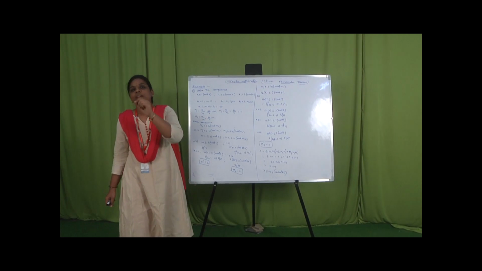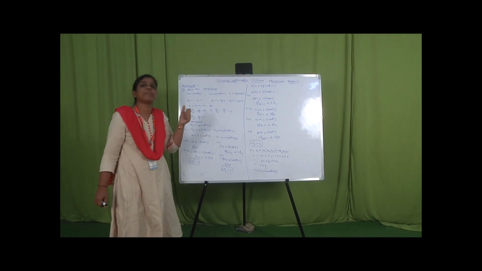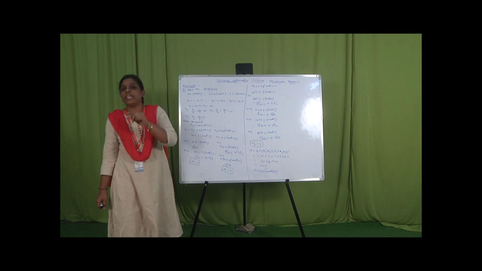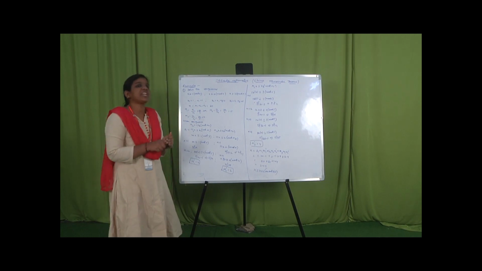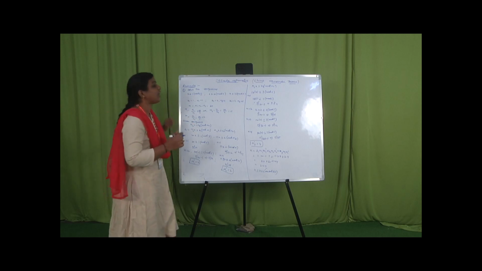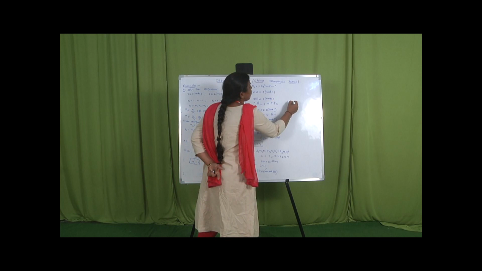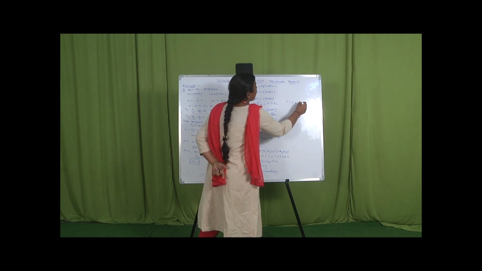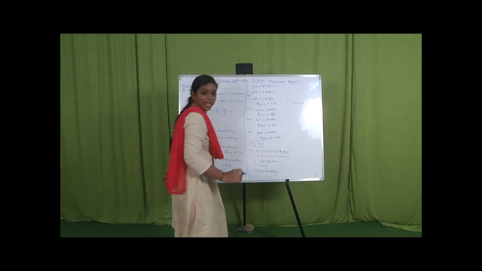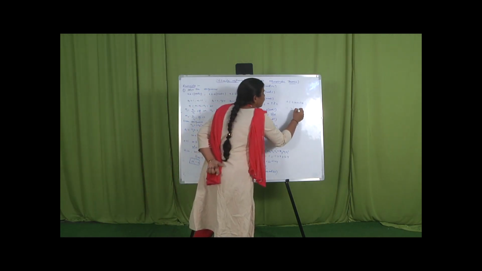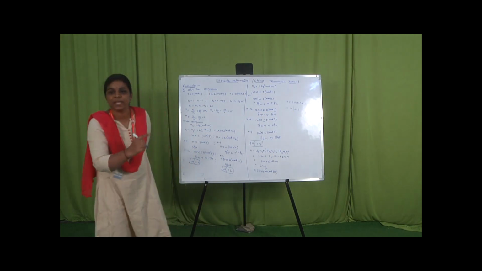Congruence is nothing but an equivalence relation. In general, we are going to define congruence: a is congruent to b mod m, that is nothing but m divides the difference a minus b.